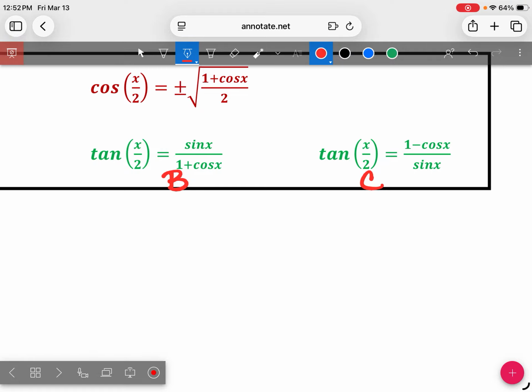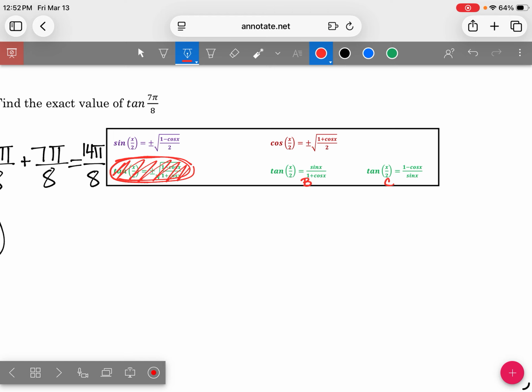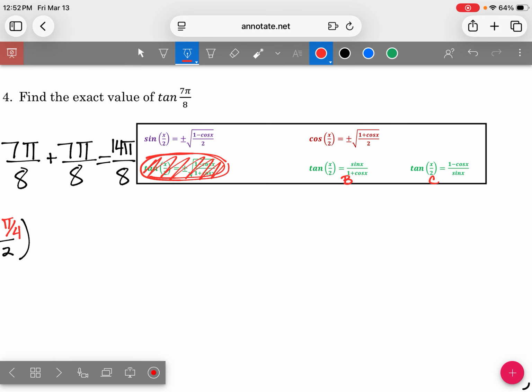Let's do C. So if I do the C, that means that it is going to equal 1 minus cosine of 7 pi over 4 divided by the sine of 7 pi over 4. 5th period did B. But I don't know. I kind of think this one might be a little easier. But we'll see. All right.